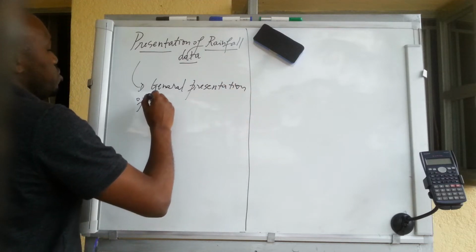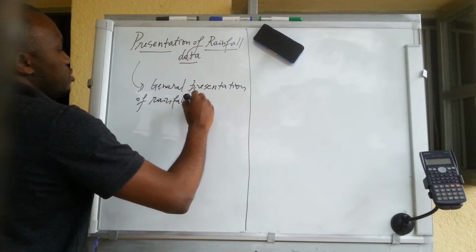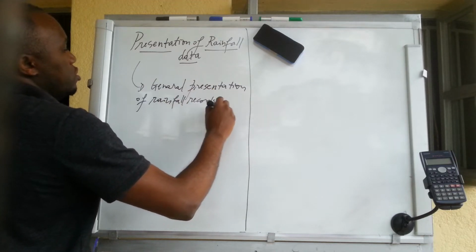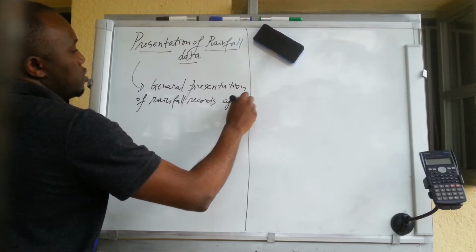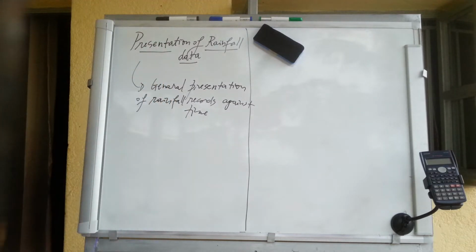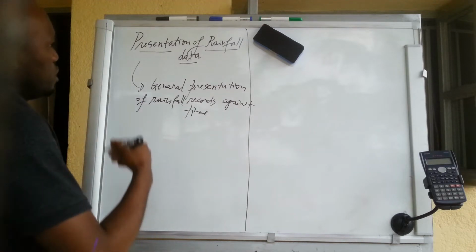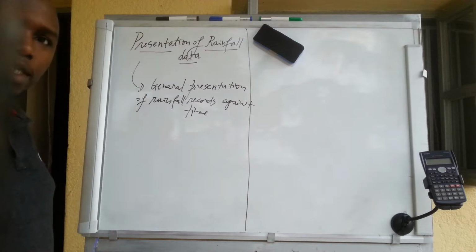of rainfall records against time. Generally, when we talk about the presentation of rainfall data, we mean this. So there are different methods which are used to present rainfall data.